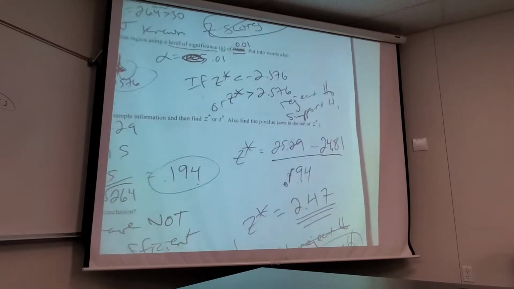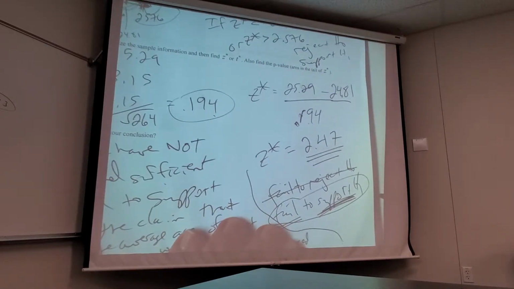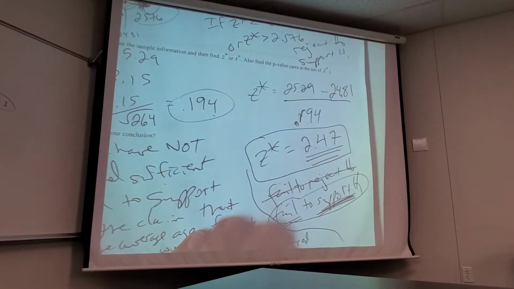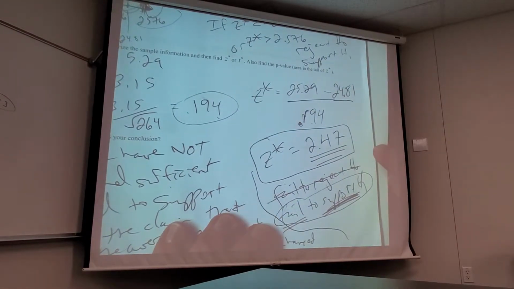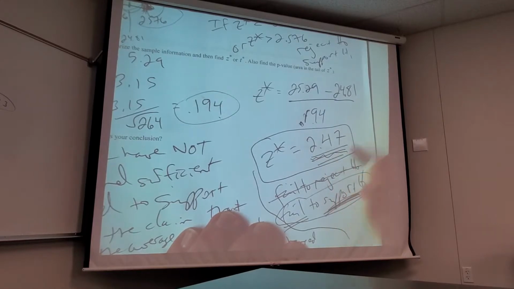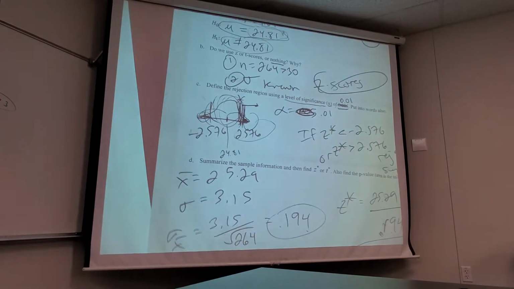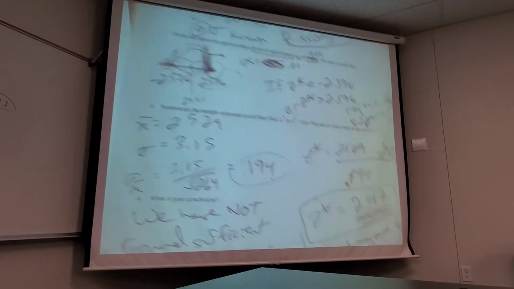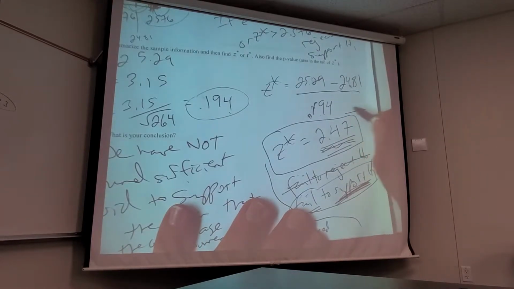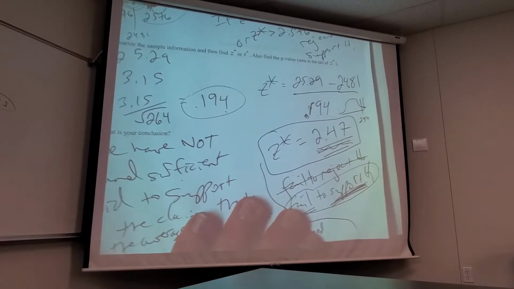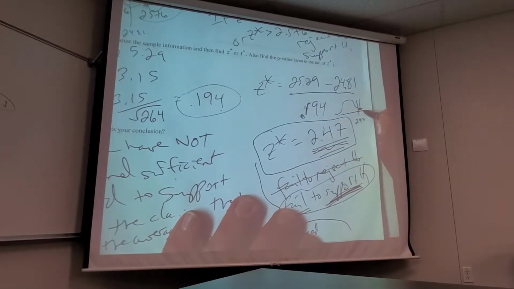p-value. What's our z-score? 2.47. Remember, this is a two-tailed test, so you find out what's in the area of 2.47, and then you double it. So let me draw a little picture. I got my 2.47. I want to see what that area is here, and then I double.